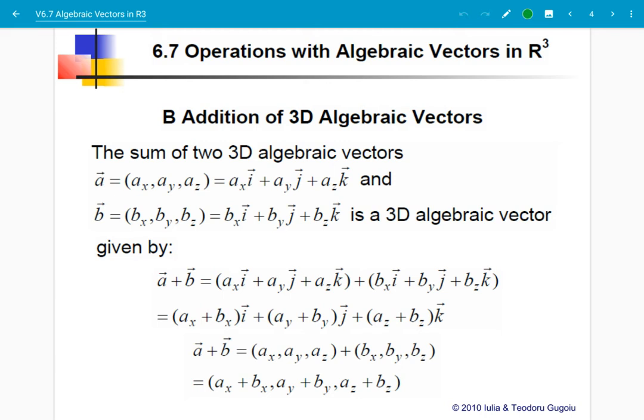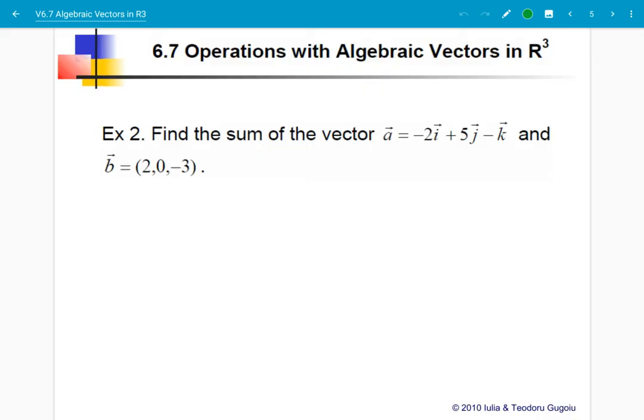Addition of vectors, you add the components or you add the i's and the j's and the k's, right? It's like collecting like terms in algebra. So find the sum of the two vectors. So the sum vector is vector A plus vector B. I'm going to write A in component form. B is already in component form.